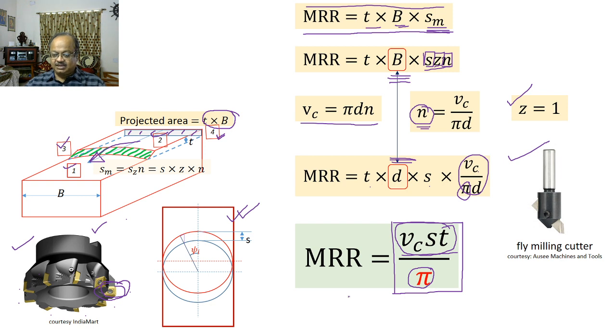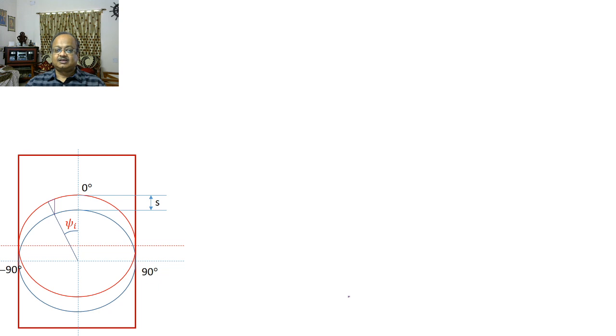Now, can we approach it from some other angle and prove whether it can be expressed as VCS and T? So for that, let us look at this particular diagram. The blue one is the previous position of the cutter, and the red one is the current position of the cutter. The cutter has moved from this position to this position in one rotation. Please note, this particular cutter is also having only one tooth, one cutting edge. So Z equal to 1.